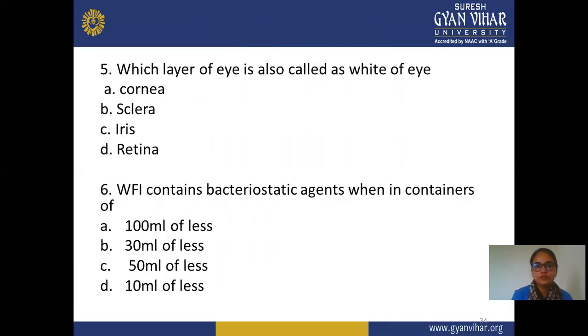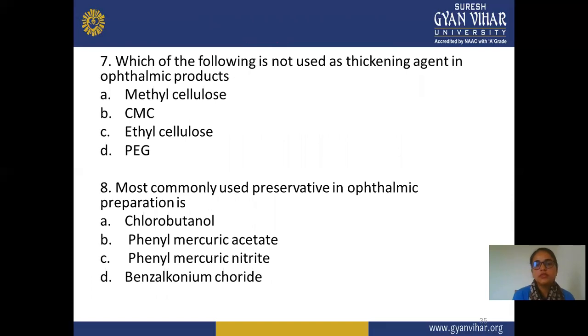In the fifth question, which layer of the eye is also called the white of the eye? A is the cornea, B is the sclera, C is the iris, and D is the retina. In the sixth question, water for injection containing a bacteriostatic agent should be in containers of A, 100 ml or less, B is 30 ml or less, C is 50 ml or less, and D is 10 ml or less. In the seventh question, which of the following is not used as a thickening agent in ophthalmic products? A is methyl cellulose, B is CMC, C is ethyl cellulose, and D is PEG.